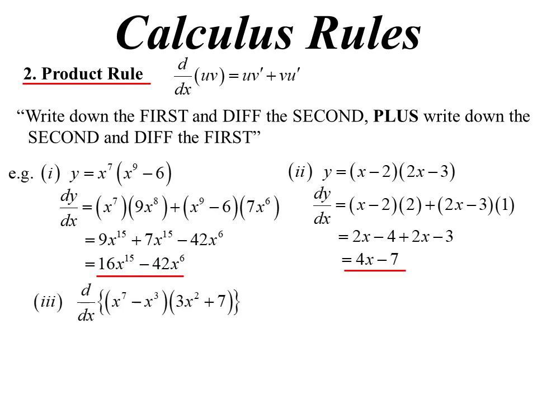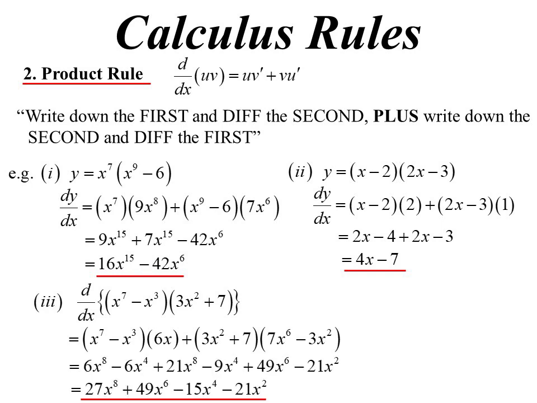Now, just because it's written in a different form doesn't change the rule. It's still a product of two functions, hence why it's called the product rule. We have a product of two functions. Write down the first, x to the 7 minus x cubed, diff the second, 6x. Plus, write down the second, 3x squared plus 7, and diff the first, 7x to the 6 minus 3x squared. Expand it out, collect like terms, our answer is there.